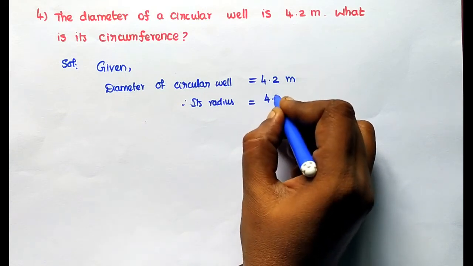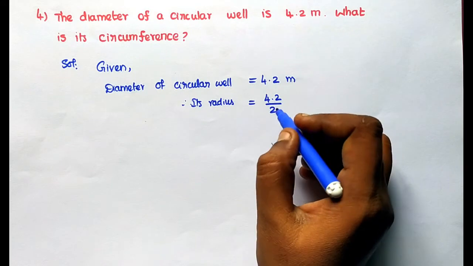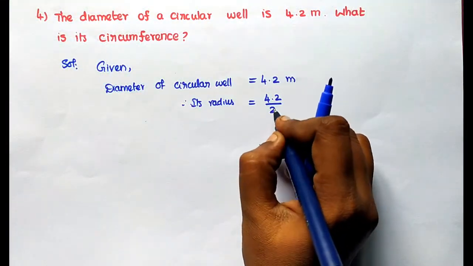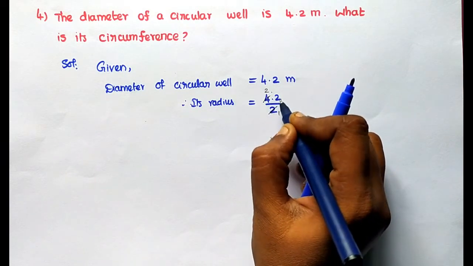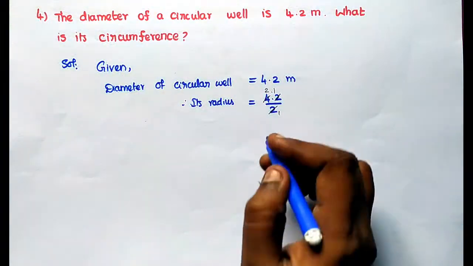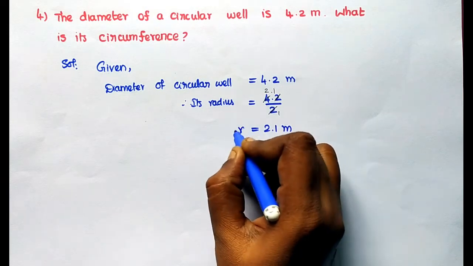is 4.2 by 2. D by 2, no? So 4.2 by 2. Cancel this number. 2 1s are 2. 2 2s are 4 point. Here 1 2 is 2. So 2.1 meter. That is the radius.